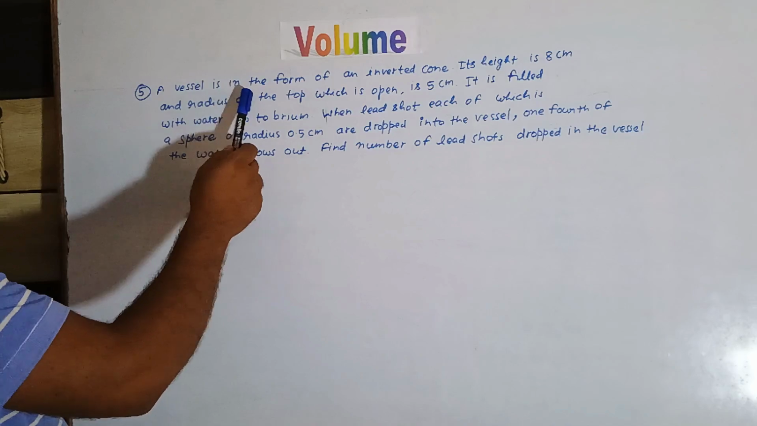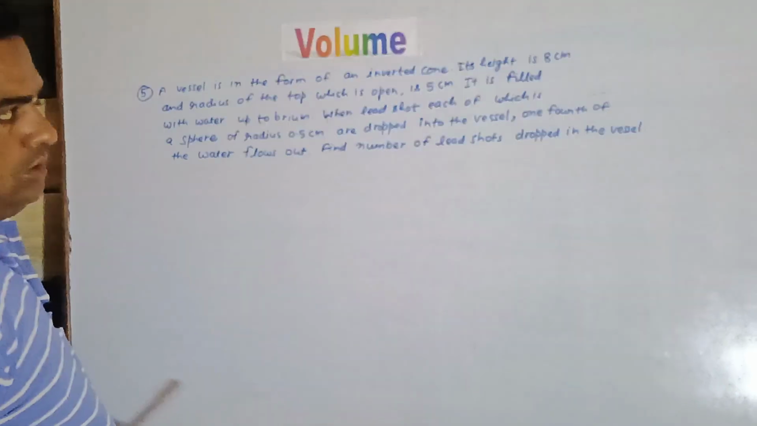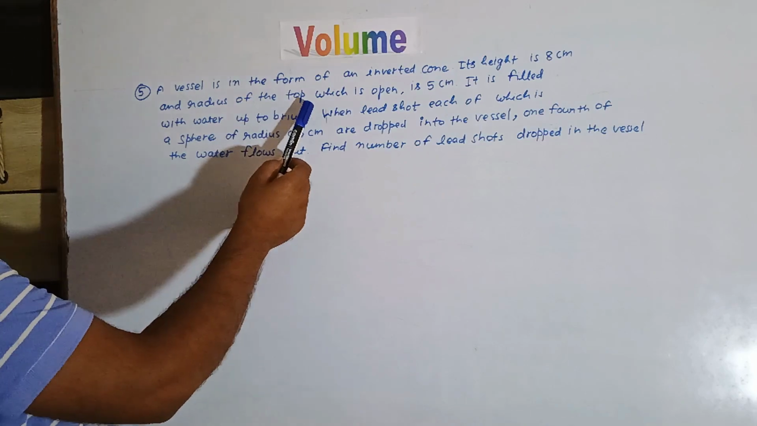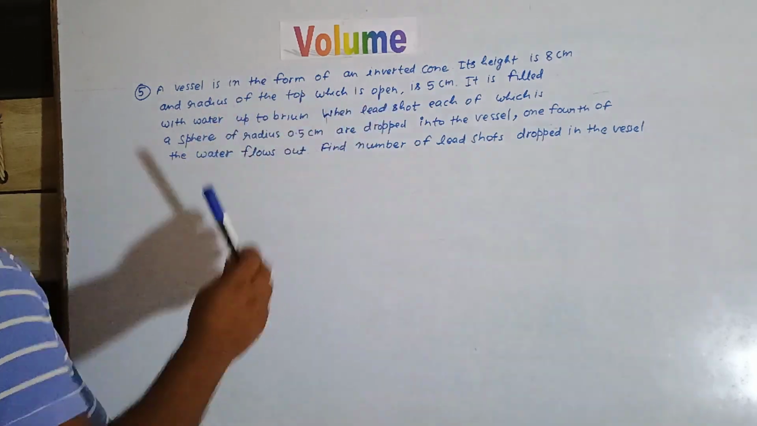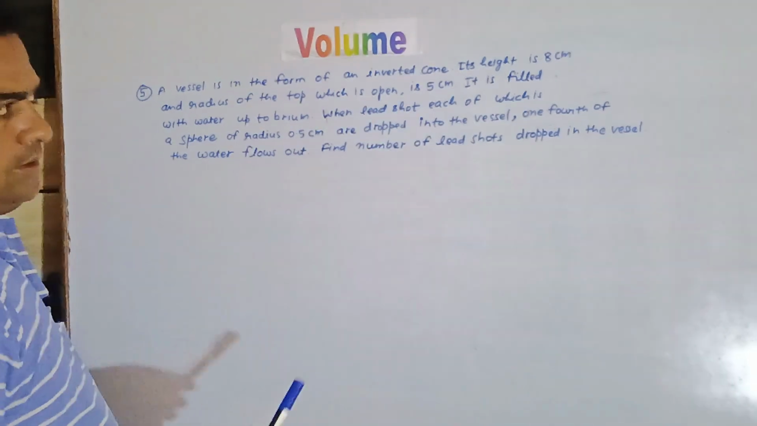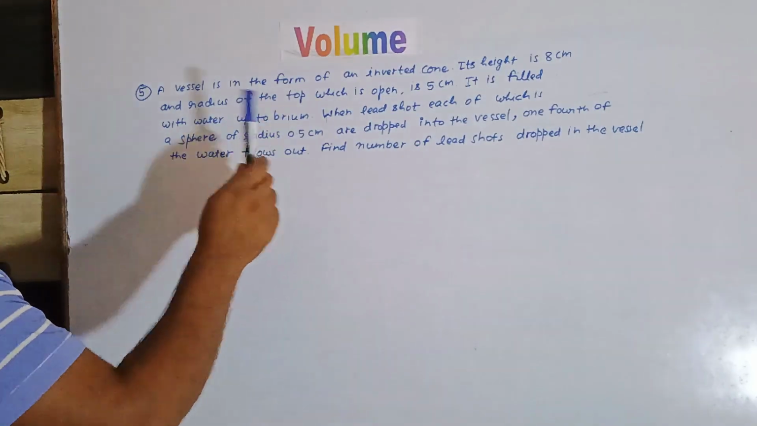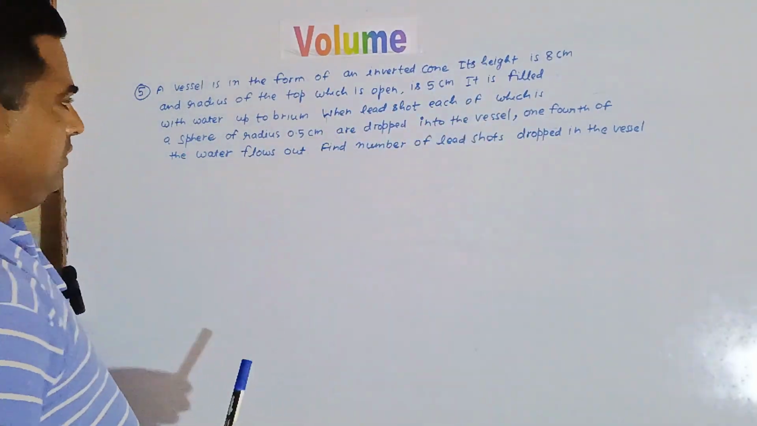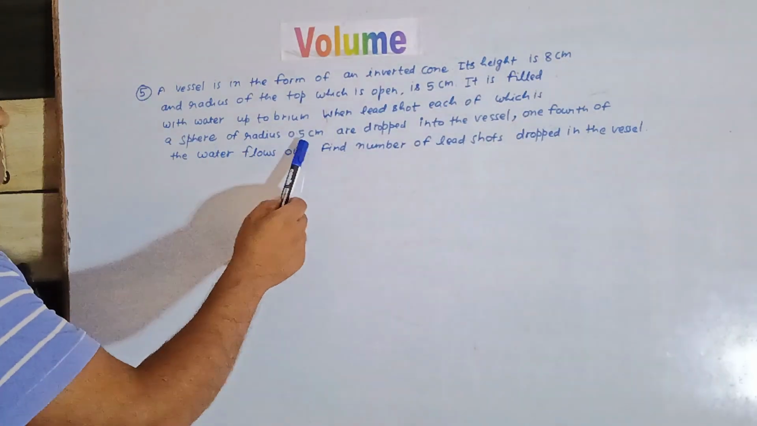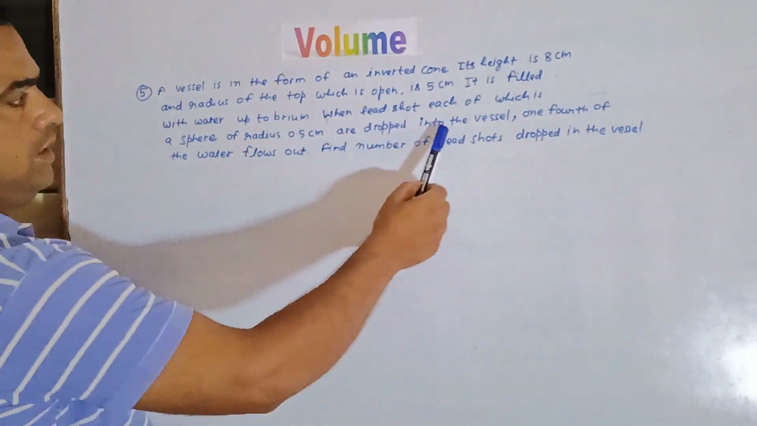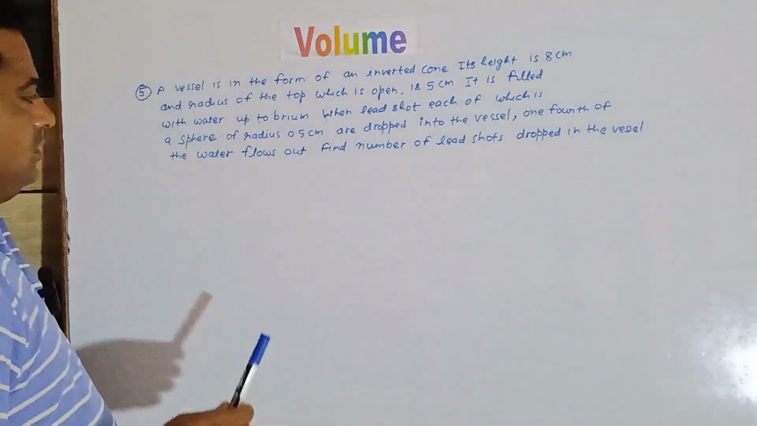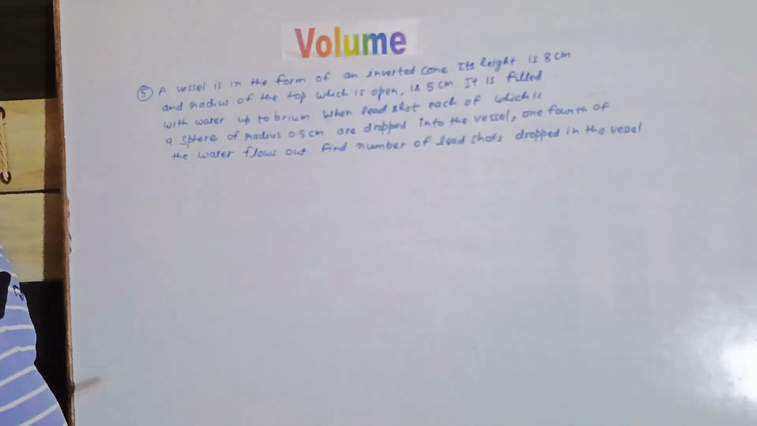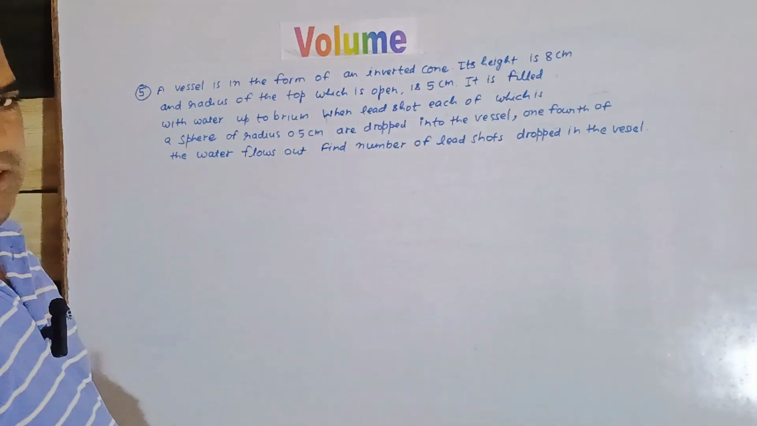A vessel is in the form of an inverted cone. Its height is 8 centimeter and radius of the top, which is opened, is 5 centimeter. It is filled with water up to brim. When lead shots, each of which is a sphere of radius 0.5 centimeter, are dropped into the vessel, 1/4 of the water flows out. Find the number of lead shots dropped in the vessel.